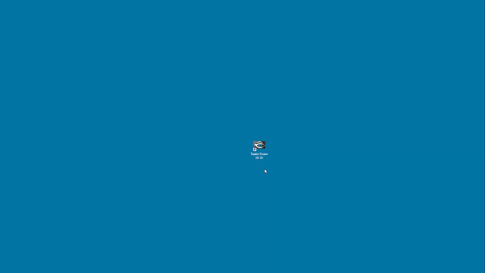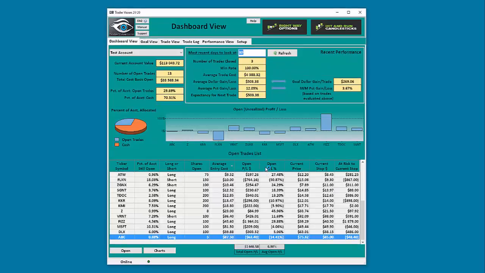The first thing we'll do is open Trader Vision, and you'll notice that, as always, we open directly to the dashboard. The first option we have is selecting the account that we want to view, and you'll note that the dashboard is broken into several sections. In this section here, we have a summary of the account that's selected.